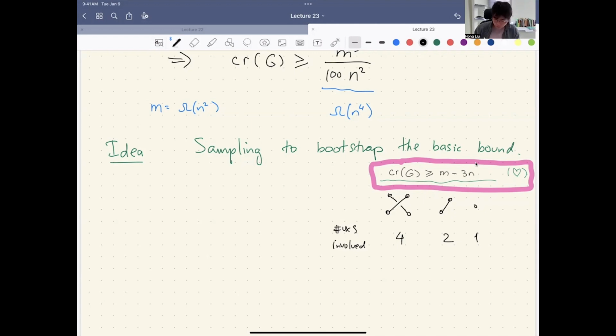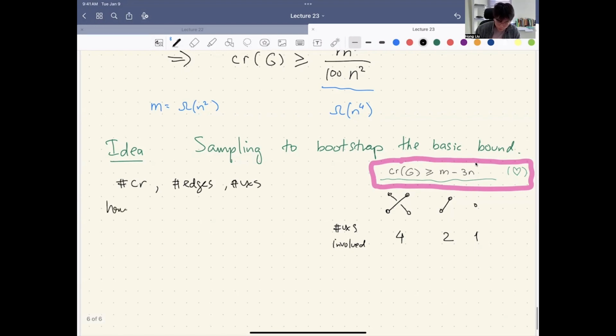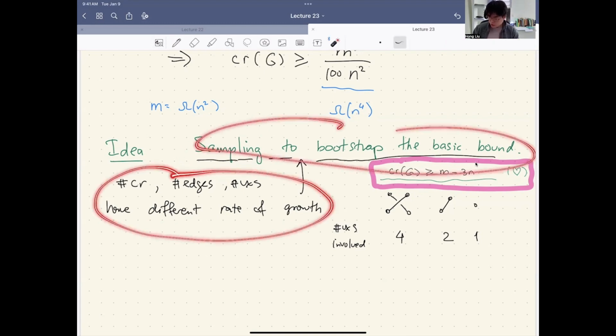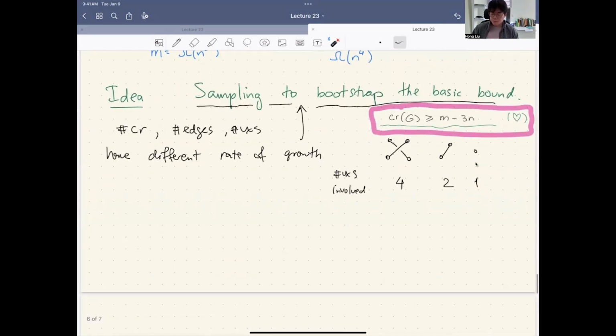So number of crossings, number of edges, and number of vertices have a different rate of growth. And oftentimes, when you have different rates of growth, this sampling is useful. We can then use, maybe I said the thing in the wrong order. First, because we observe this, then we can use sampling. So let's see the details.